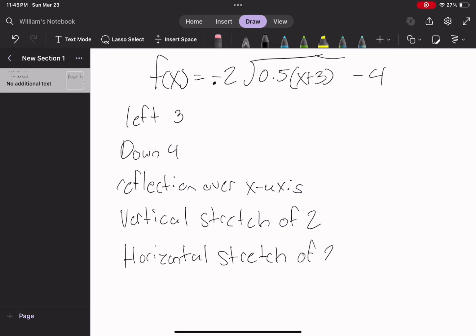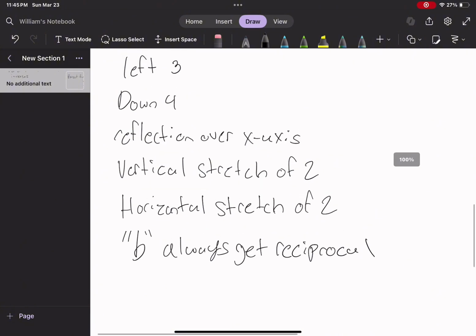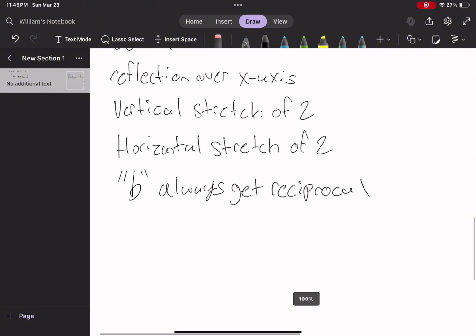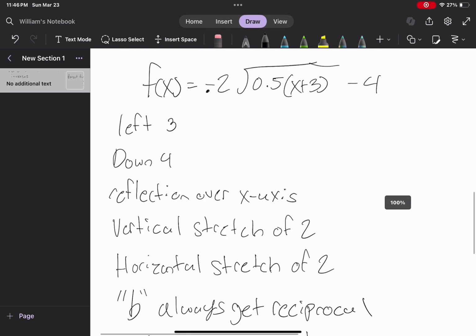And coming up, you'll see the nuances that come with this and how some things are reciprocated and opposite. So our b value, just like you just saw, is always reciprocated. Just like you saw that 1/2 or that 0.5 turn into a 2, here's an example: 1/2 will turn into 2, and 2 will turn into 1/2.